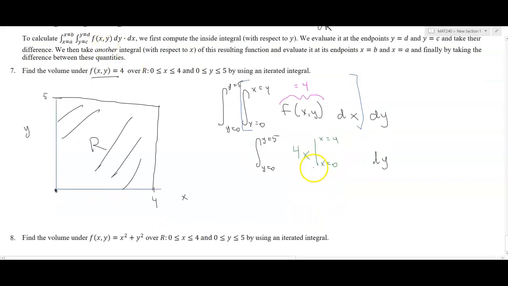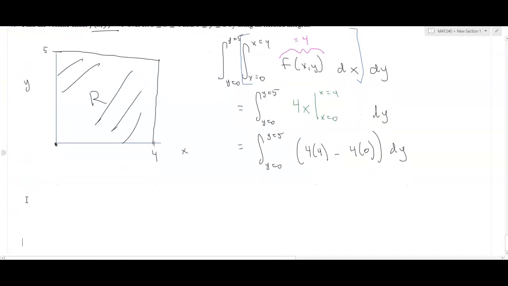It's still the same fundamental theorem of calculus. This is going to come out to the integral from y equals 0 to y equals 5. We're going to evaluate 4x at 4 minus 4x evaluated at 0. And whatever answer we get there, now we're going to integrate that with respect to y. So this is pretty cool stuff. Here we go. And now that's going to come out to the integral from y equals 0 to y equals 5. This comes out to 16 minus 0, which is 16. And now all I'm going to do is integrate 16 with respect to y.